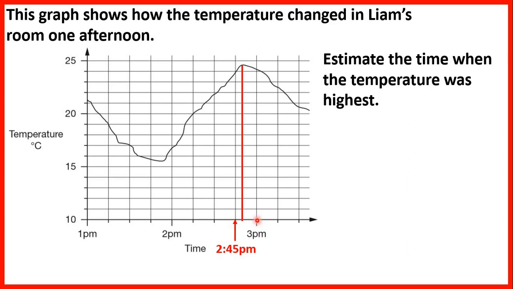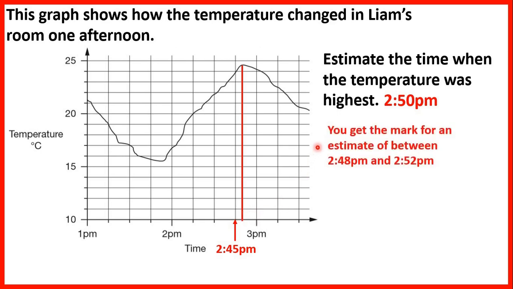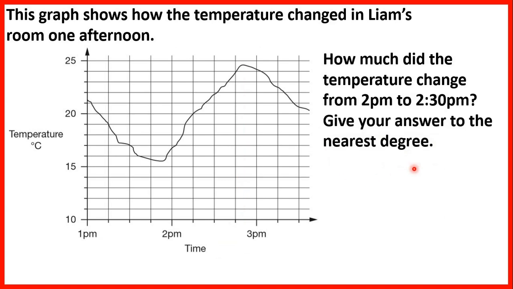3 o'clock. But it's not right in the middle, it's slightly closer to 2:45 than it is to 3 o'clock. So I would estimate 2:50, because that's only 5 minutes after 2:45, but 10 minutes, so more time, before 3 o'clock. You get the mark for an estimate of between 2:48 and 2:52 p.m.